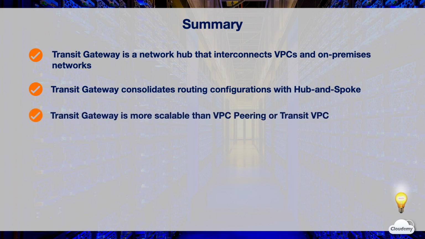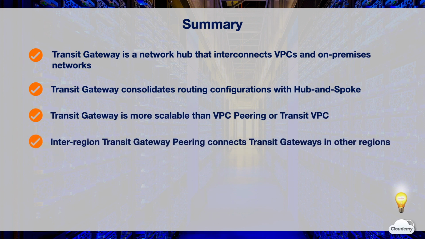Transit Gateway is a more scalable and cost-effective solution for VPC intercommunication than other solutions, such as VPC Peering or Transit VPC. Transit Gateway is a regional service. You cannot connect a Transit Gateway in one region to VPCs in different regions directly. However, you can create transitive interconnections between VPCs in different regions, using inter-region Transit Gateway peering. Okay, that's all for Transit Gateway.